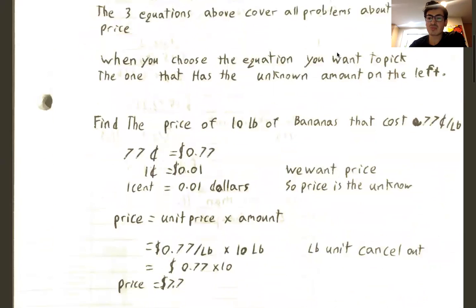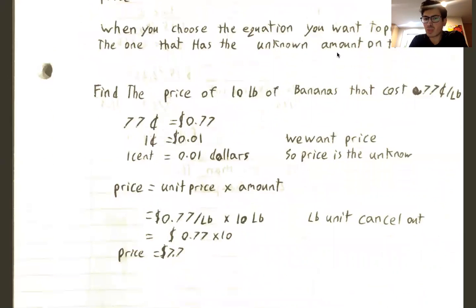So let's go through an example how to use this. So let's say I want to find the price of 10 pounds of bananas, and I know that they cost 77 cents per pound. So here my unit price is no longer in dollars per pound, it's in cents. So 77 cents per pound. Now we can translate cents into dollars. We know that 1 cent is going to be 0.01 of a dollar. So we can do the conversion and we get that our unit price is going to be $0.77 per pound.